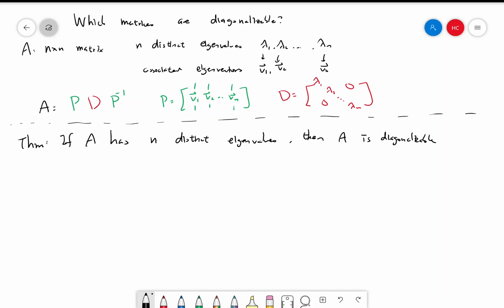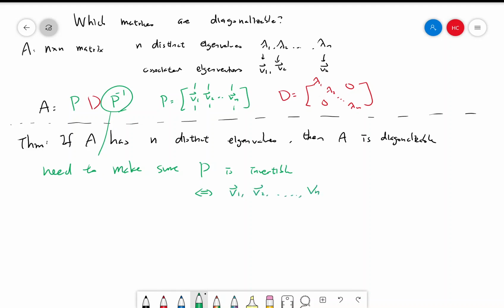But here arises another question, because in the diagonalization, P inverse pops in here, so we need to make sure P is invertible, which means the column vectors are linearly independent. Okay. So for this theorem to hold, we need to prove another theorem first. Let's move up.